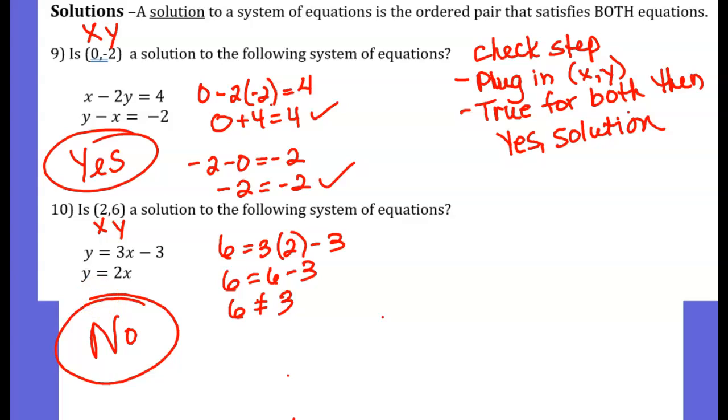And the final example that we have today is actually probably the easiest. It says, what is the solution to the following system of equations? All you have to do here is look at the intersecting point and identify the ordered pair. It would be (1, 3). You don't need to figure out the equation of the line and do all the work. You just look at the graph and you see that it crosses at (1, 3).